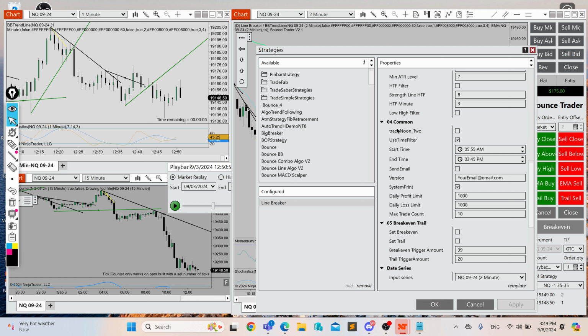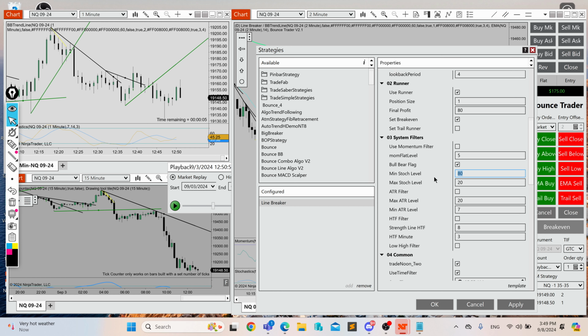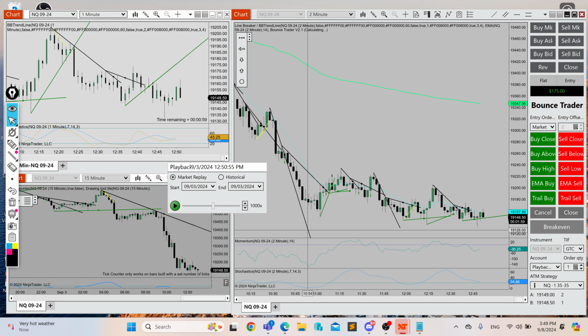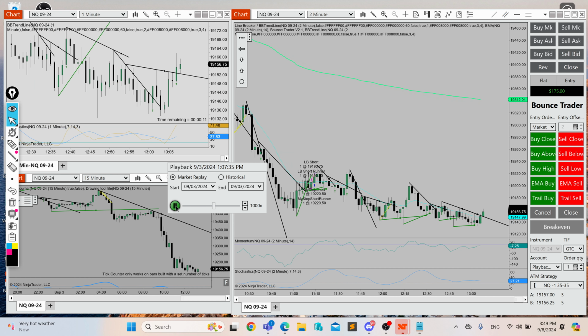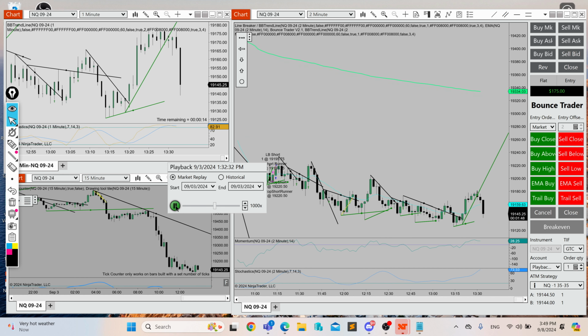By default, the strategy is not taking trades between 12 and 2 Eastern Standard Time, but if we do want to trade that, we would enable it here. And let's loosen up some. Let's do it 70, 30. Let's see if it's going to find a setup.